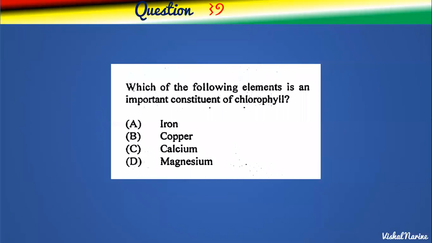Question 39. Which of the following elements is an important constituent of chlorophyll? Good, so it is D. If the question had asked you, because that's another popular question, which of the following elements is an important constituent of hemoglobin, or is related to hemoglobin and blood in your body? Good, so yes, it is the iron.